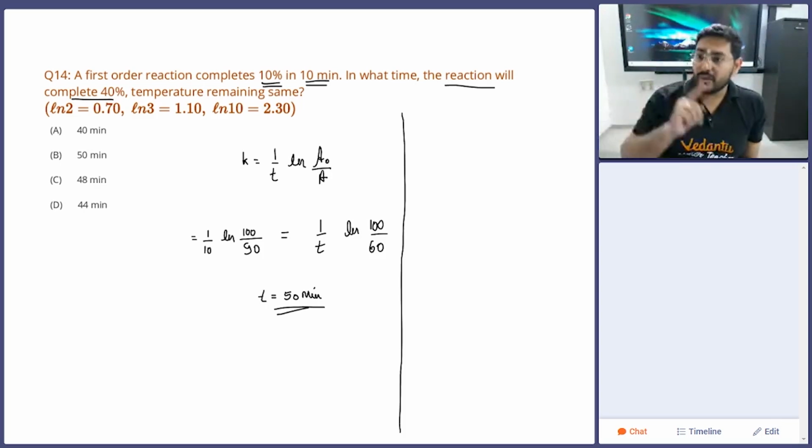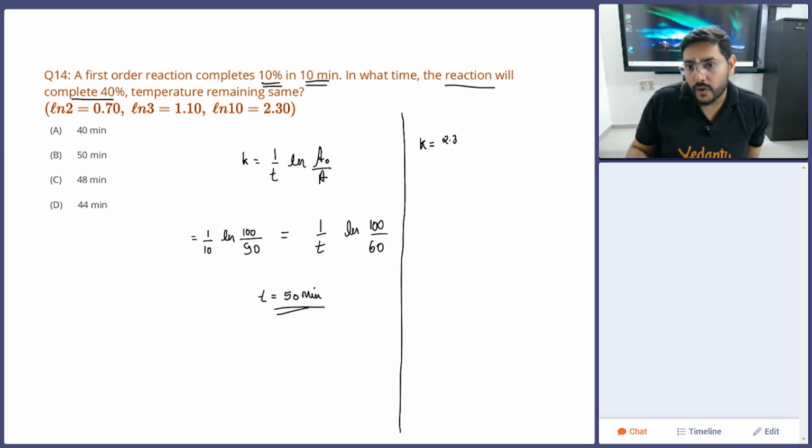You can calculate in this manner also. First you can calculate K from the first data, then you can calculate the T from the second equation. So how? See here. First, from the first equation, we are going to calculate the value of K. 2.303 divided by 10.